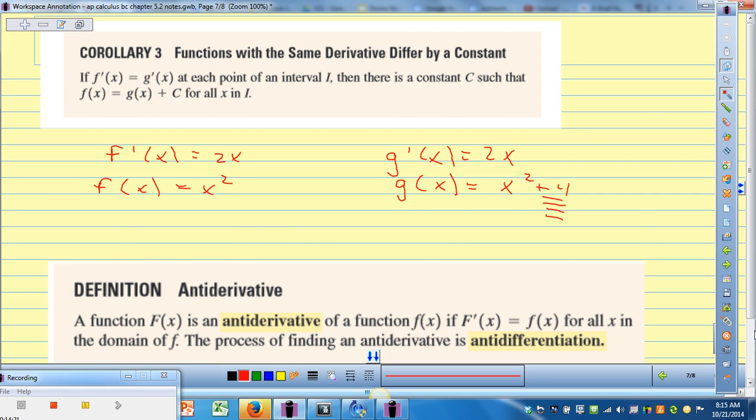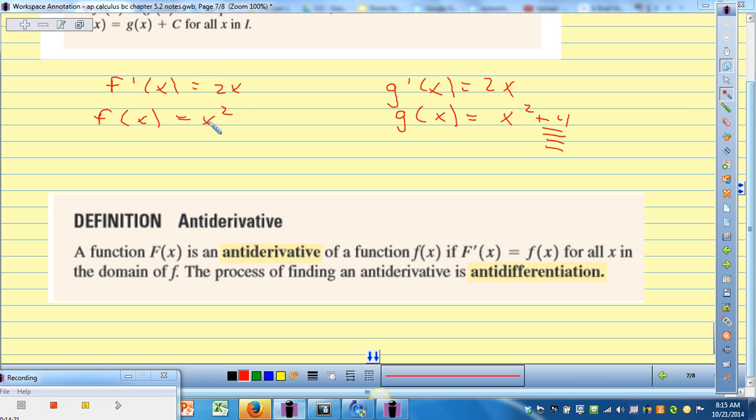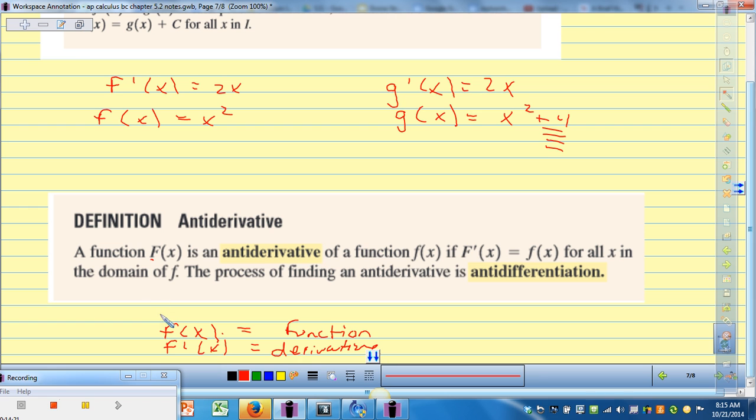All right, and what we just did, by thinking about what did I start with, if I got 2x as my derivative, is called finding the antiderivative, notated with a capital F. So if f of x is my function, f prime is my derivative, and capital F of x is my antiderivative.